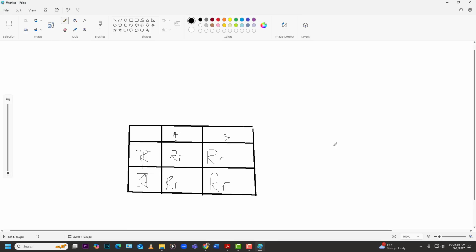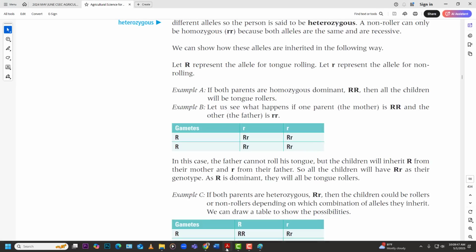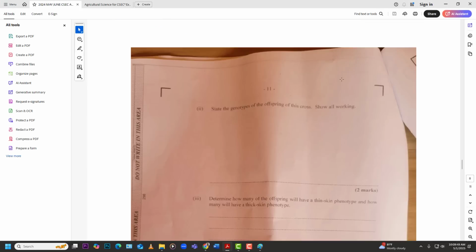So at the end of the day, all 4 are going to be big T, small t, big T, small t, big T, small t, big T, small t. That's what you're going to get for that particular question. Using the Punnett square, you're going to get the genotypes of the offspring in this cross.